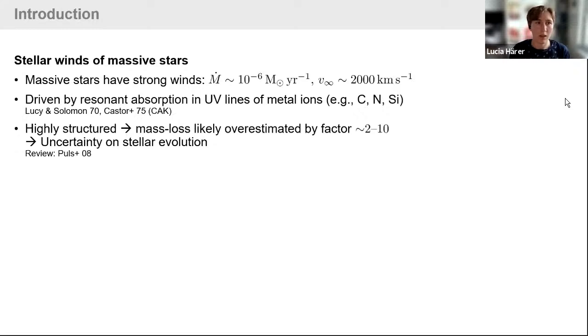Stellar winds of massive stars are very strong, and the winds are also highly structured. This structure leads to an overestimation of the mass loss of these winds by a factor of 2 to 10, which is quite large, introduces large uncertainties in stellar evolution models, and in general impacts various things because of the importance of massive stars and their feedback.